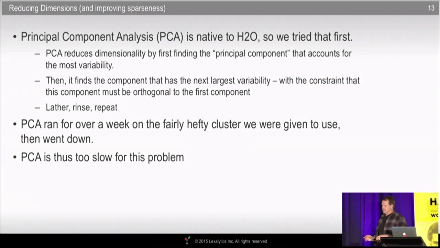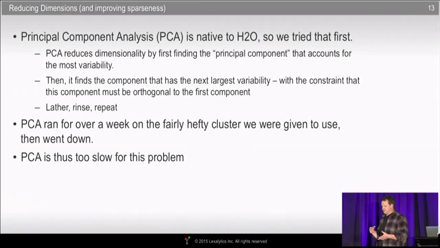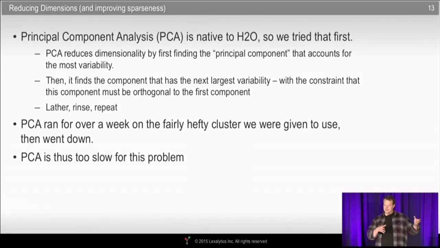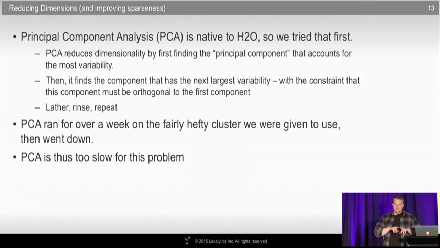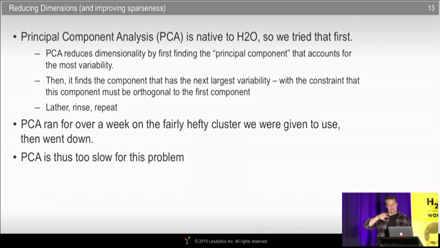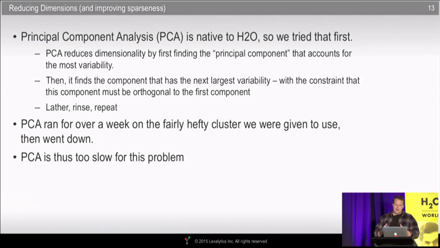Principal component analysis is one of the tools native to H2O. So we wanted to try and keep as much of the clustering inside of H2O as we could. PCA reduces dimensionality, so it finds the first principal component, which is what accounts for the most variability in the data. And then it finds the next axis that accounts for the most variability. It has to be orthogonal. It goes through n of these until you tell it to stop, basically, or it converges.